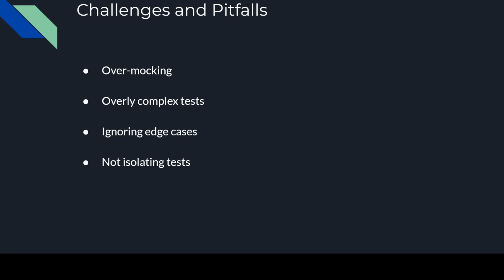Then there's also flaky tests. Tests that pass sometimes and fail other times. These often result from shared state between tests, randomness, or reliance on external systems. Flaky tests erode your trust in your test suite and can slow down development. Ignoring edge cases is another trap. Your tests should verify not just the happy path, but also invalid inputs, null values, or error conditions.